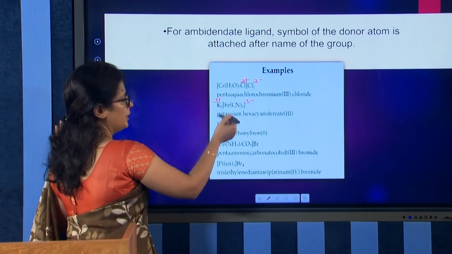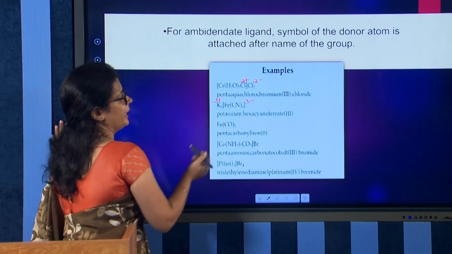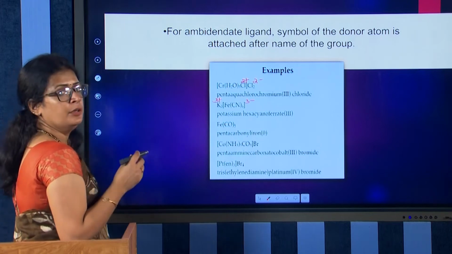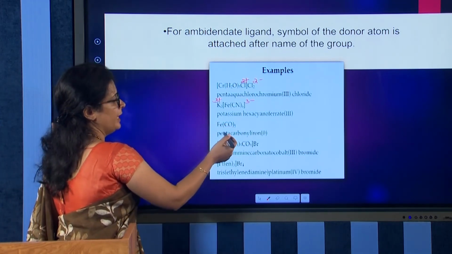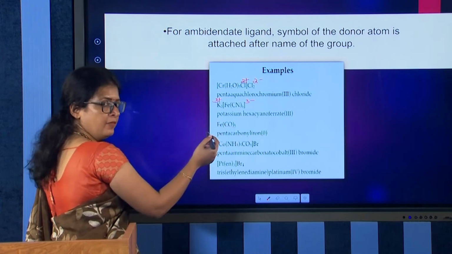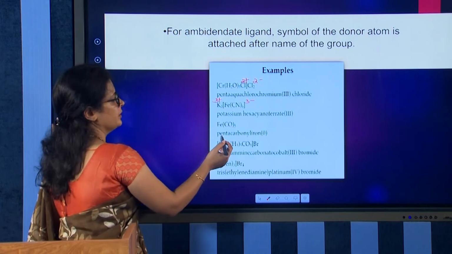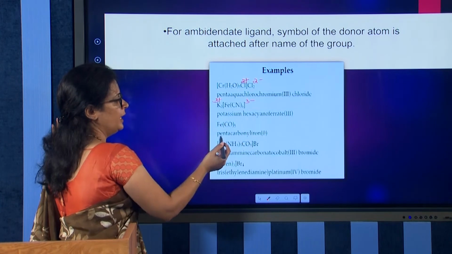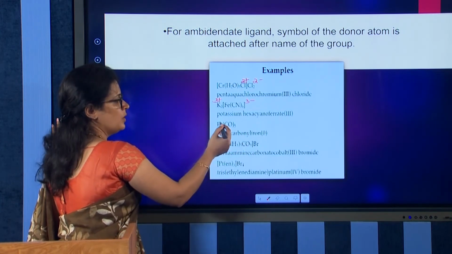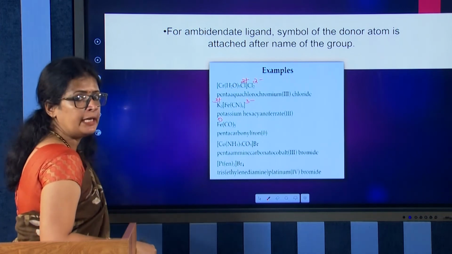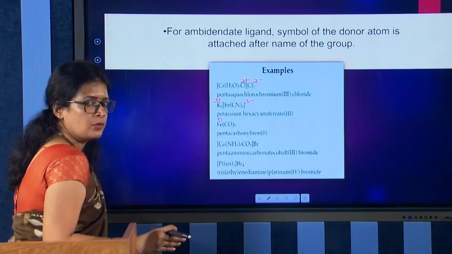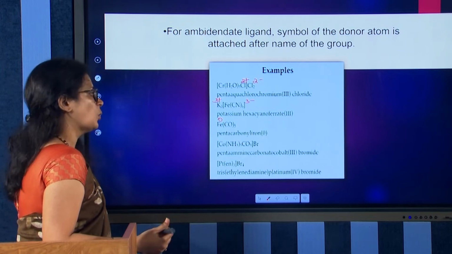And now coming to the third example, Fe(CO)5. It is a neutral complex, so we have to name the ligand first. How many ligands are there? 5 carbonyl ligands. So that is pentacarbonyliron(0), because iron has an oxidation state of 0. Carbonyl ligands are neutral ligands, they have the charge 0.